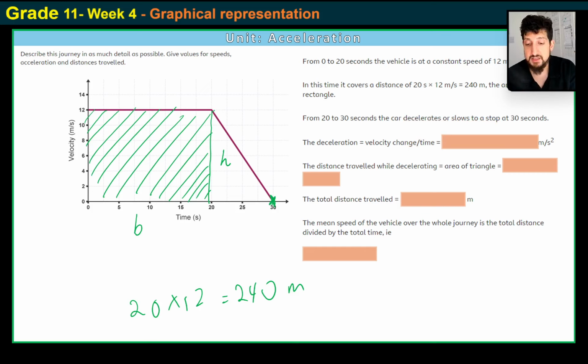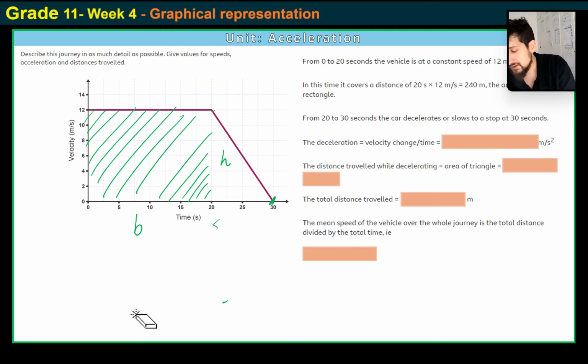The deceleration is equal to velocity change over time. They want us to calculate the gradient, because remember, acceleration equals the gradient of a velocity-time graph. So the deceleration is the same. It's going to be 12, which is the height, the rise, over the run, which is 10. 12 over 10 equals negative 1.2. Okay, but how do I calculate it? Let me show you the calculations.